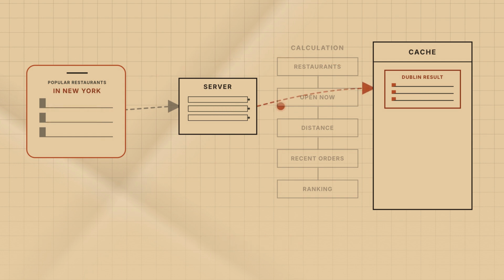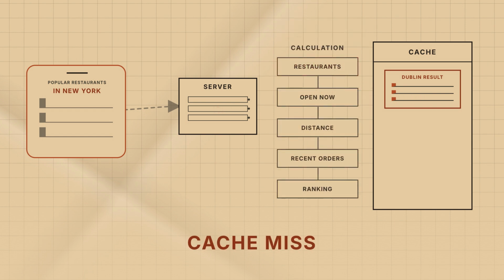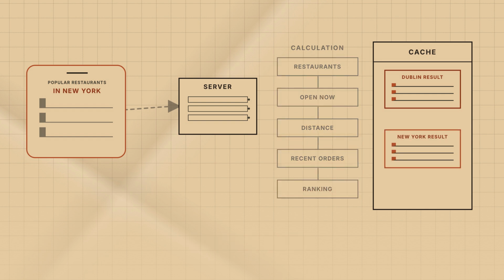If the result is not available, we have a cache miss. The server must then call the required microservices, query the underlying data stores, and calculate the answer normally. Before returning that answer, it also stores a copy in the cache. The next equivalent request can then reuse it.